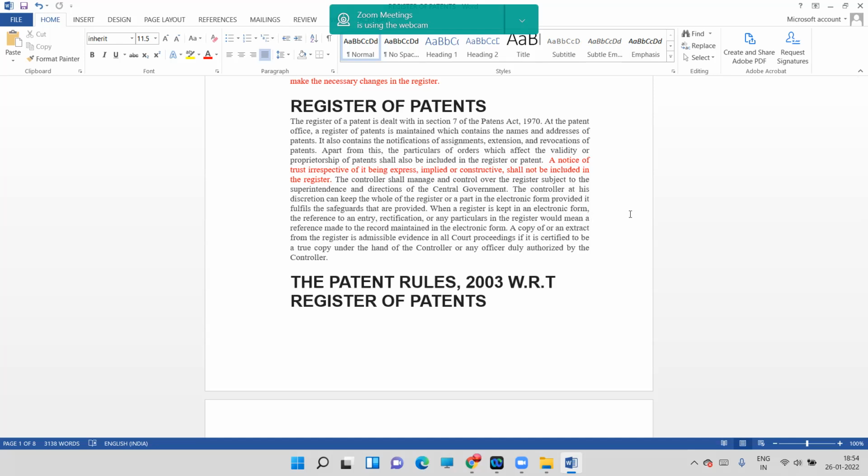So by showing the proof of death and the power of attorney, we can still ask for the amendment of that particular granted patent to the respective dependents of the patentee. Right?